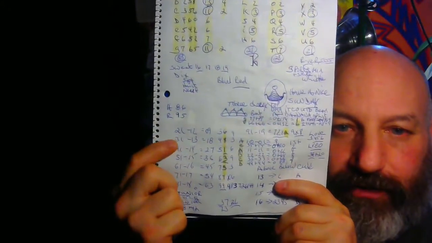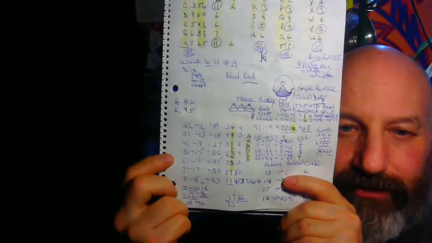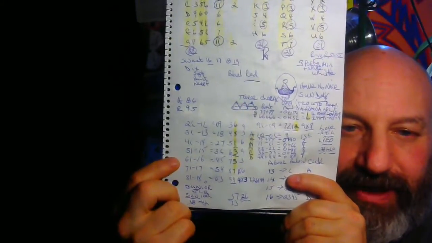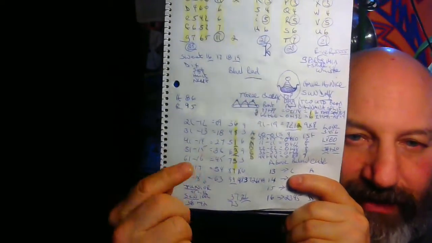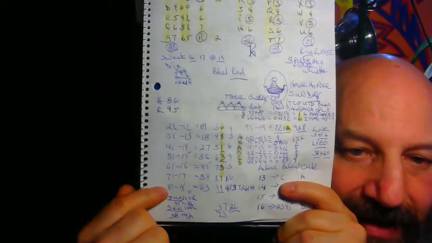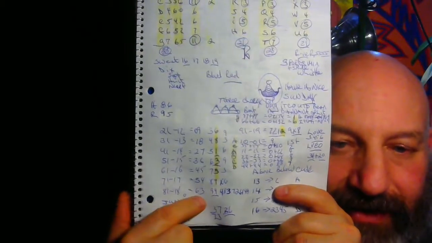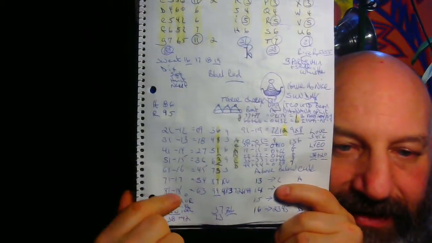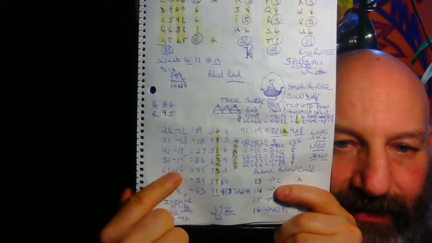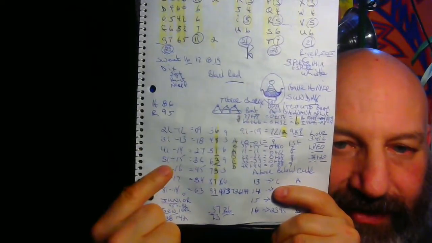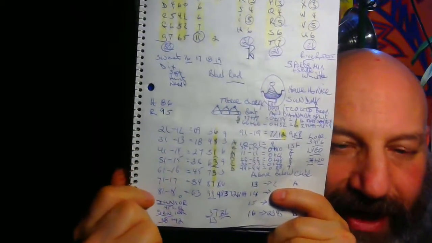21 and 12, 31 and 13, 41 and 14, 51 and 15, 61 and 16. We did this already, but I'm doing it again. We get to 81 and 63. The difference. 54 is the difference. 45 is the difference. 36 is the difference. So these numbers all have to match up.